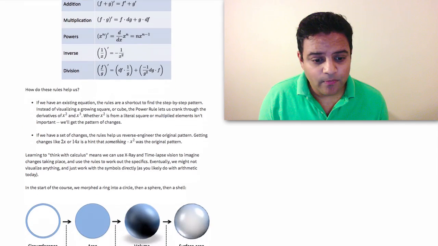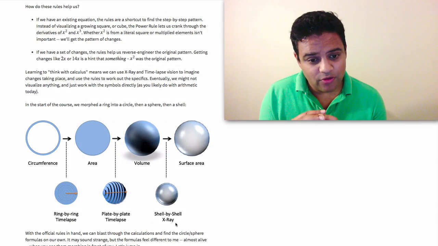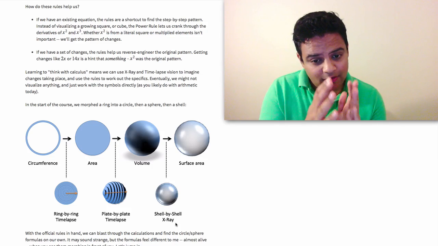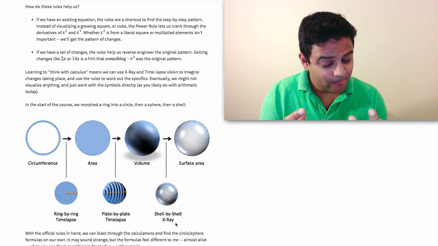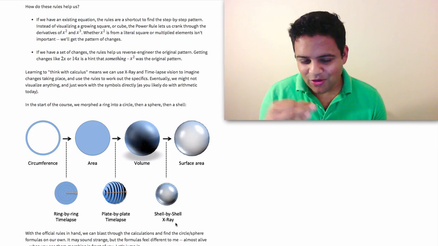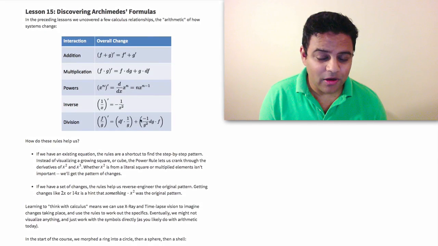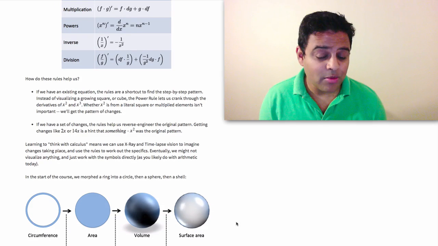If you remember, we had this intuitive description of what was happening, right? We can start with circumference, do a time lapse, turn it into area, take that, thicken it up, make it a bunch of plates, we have volume, then we can take a shell, and then we get surface area. This is a very intuitive description of what we want, but using these rules up here, we can turn that gut intuition into actual formulas.